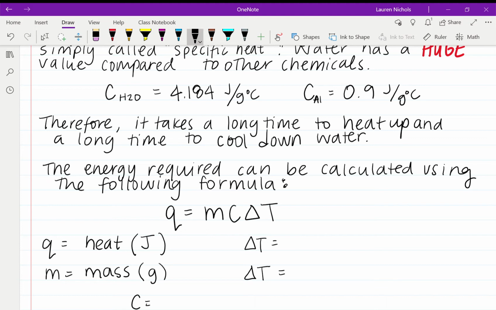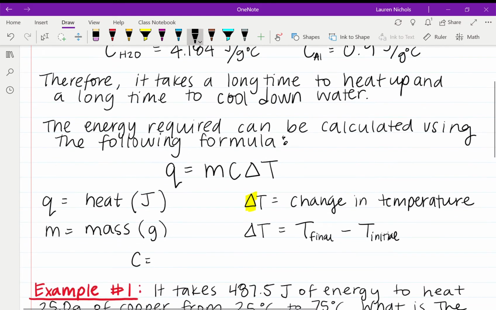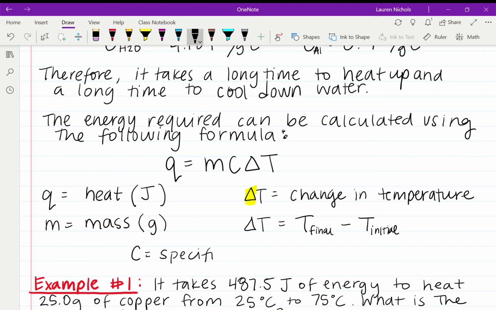We know that delta T means change in temperature. The triangle is the Greek letter delta, which is like the Greek letter D. Anytime you see this triangle in a math problem, it means the change in, or subtraction. So the change in temperature would be our final temperature, T final, minus our initial temperature. And C in the formula is our specific heat, which has units of joules per gram degrees Celsius. I forgot to put that our change in temperature is measured in degrees Celsius.